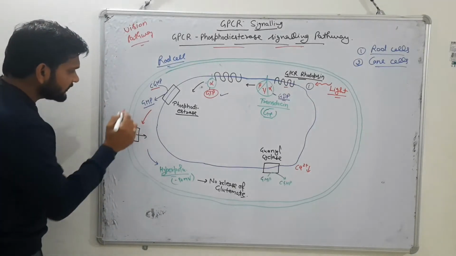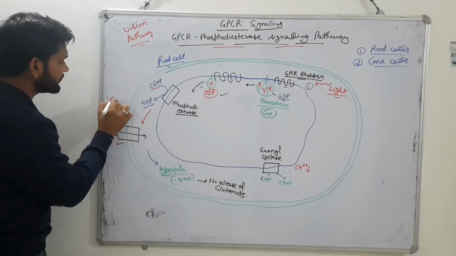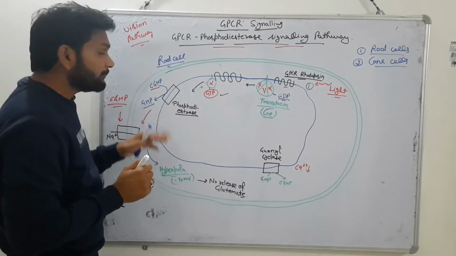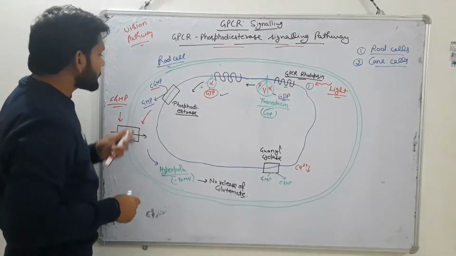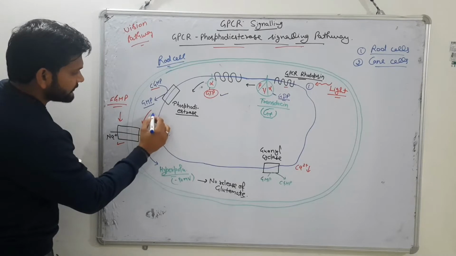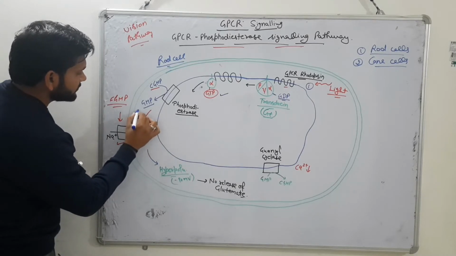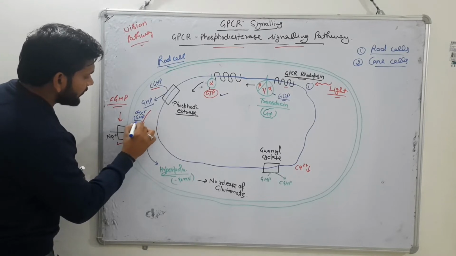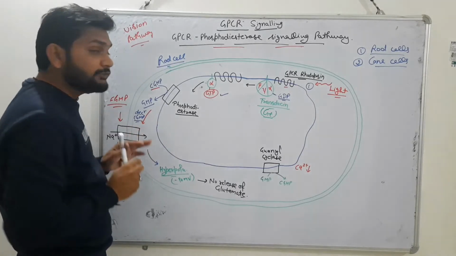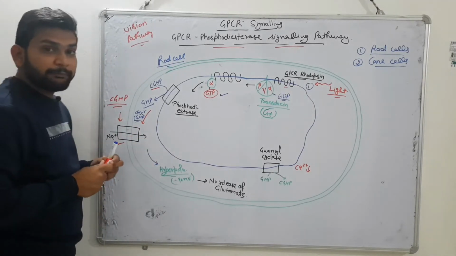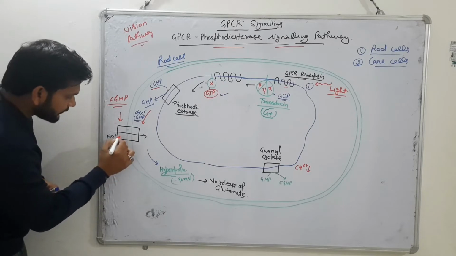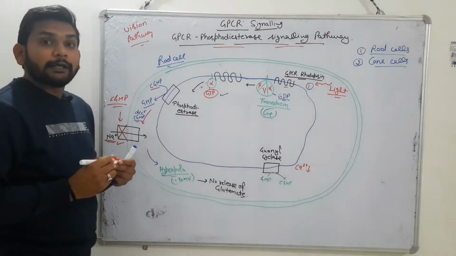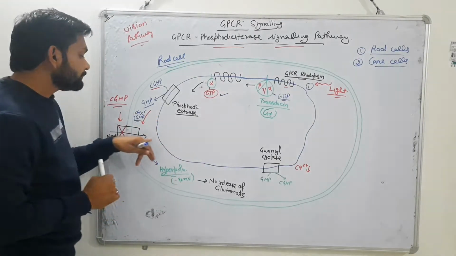Okay, so it is the cGMP-gated channel, but in this situation cGMP gets decreased. After the decrease of cGMP, the cGMP-gated ion channels get closed. This channel gets closed, so the sodium ions will not enter into the cytoplasm.